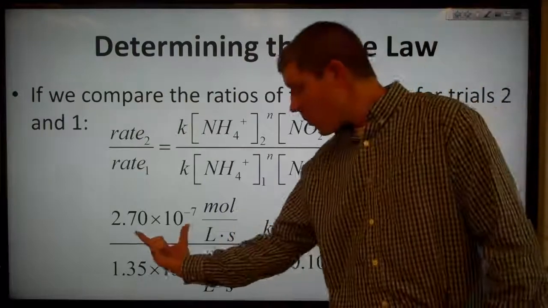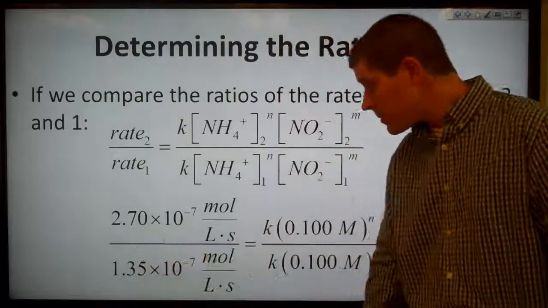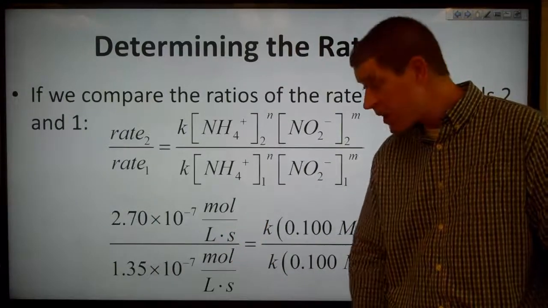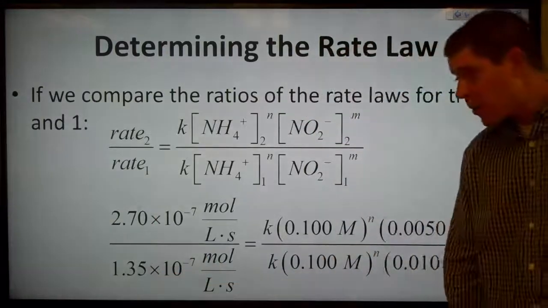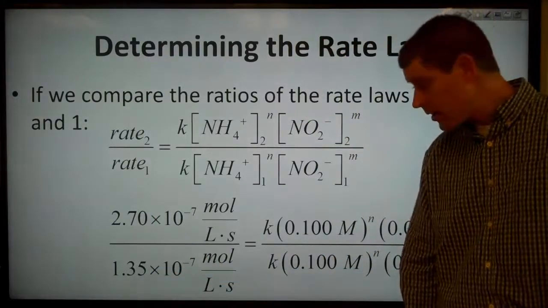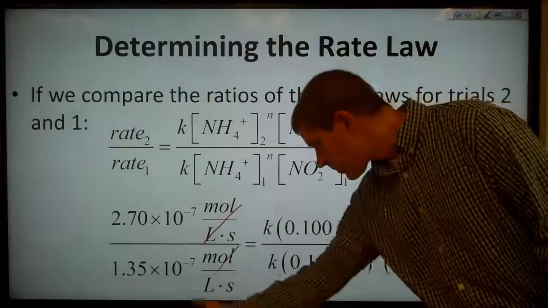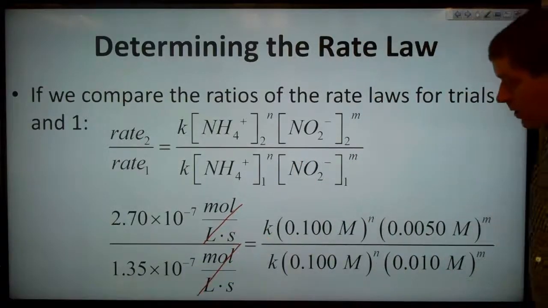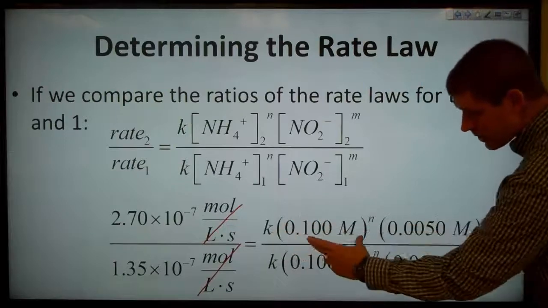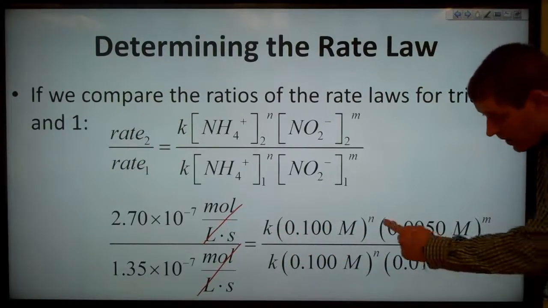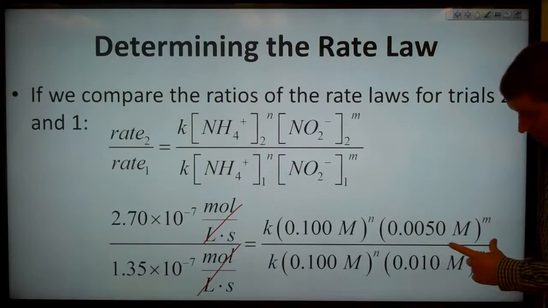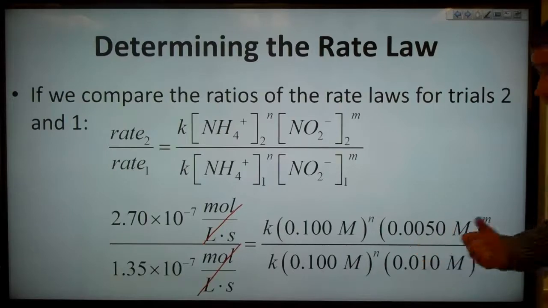So we know that the rate for the second trial was 2.70 times 10 to the minus 7 moles per liter per second, or molar per second. And we know that we're dividing that by 1.35 times 10 to the minus 7 molar per second. So our units there will cancel. And this fraction, of course, simplifies to just 2. So we have 2 is equal to k times 0.100 molar to the n power times 0.0050 molar to the mth power. I've made a mistake here.